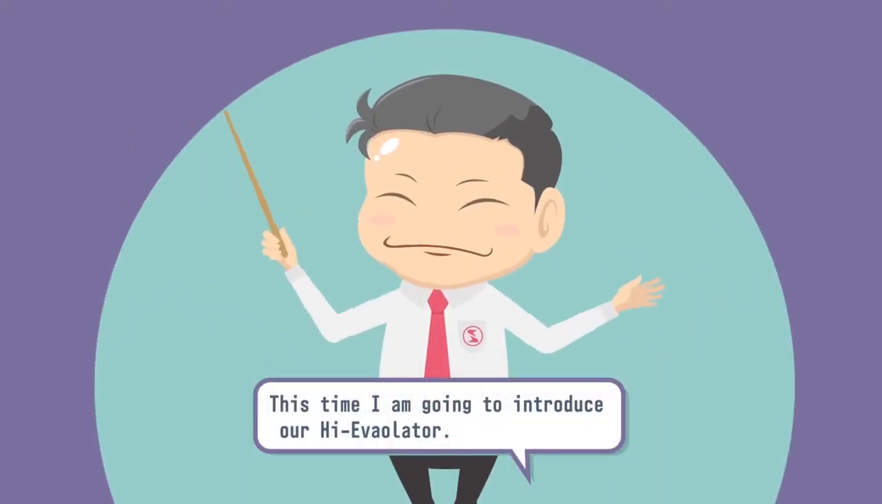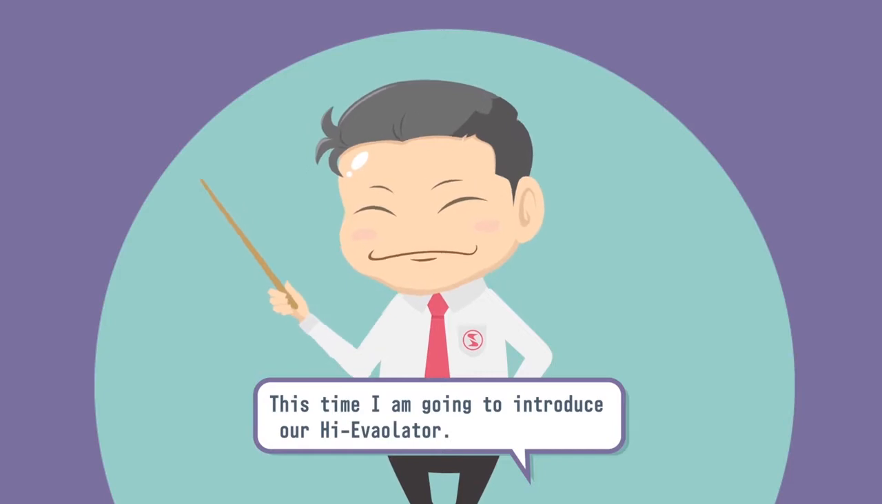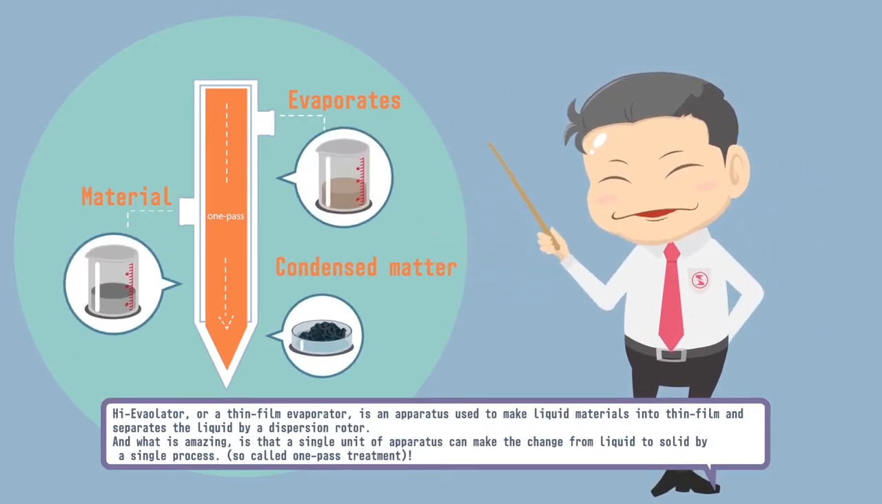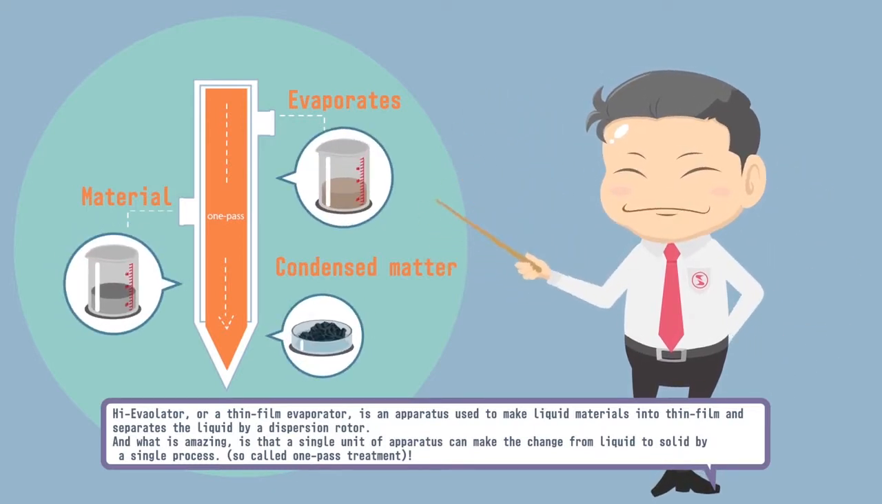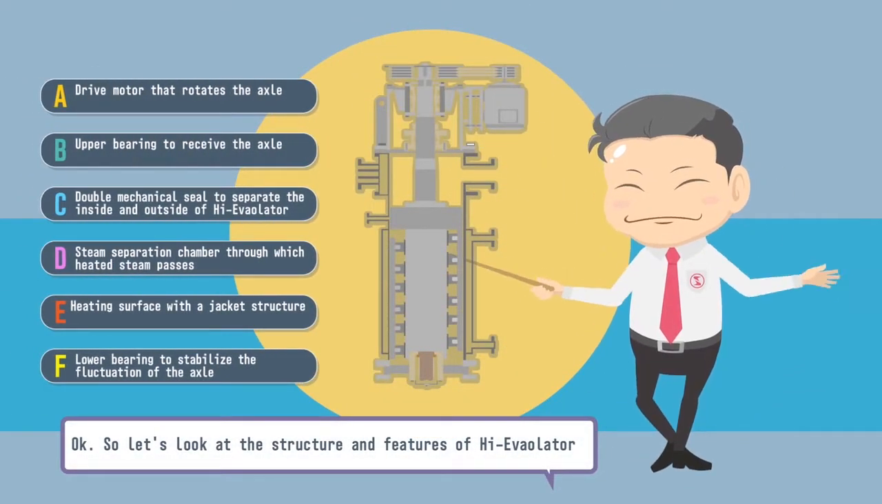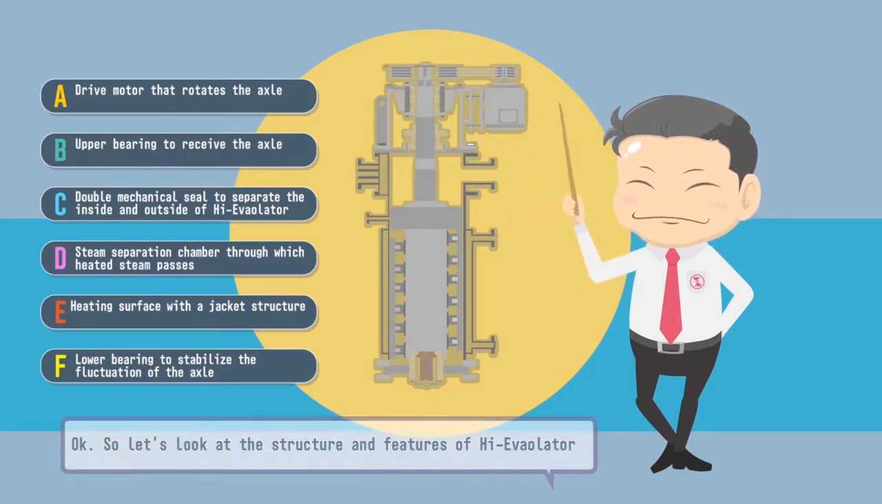This time, I'm going to introduce our Hi-evaolator. Hi-evaolator is an apparatus used to make liquid materials into thin film and separates the liquid by a dispersion rotor. And what is amazing is that a single unit of apparatus can make the change from liquid to solid by a single process. Okay, so let's look at the structure and features of Hi-evaolator.